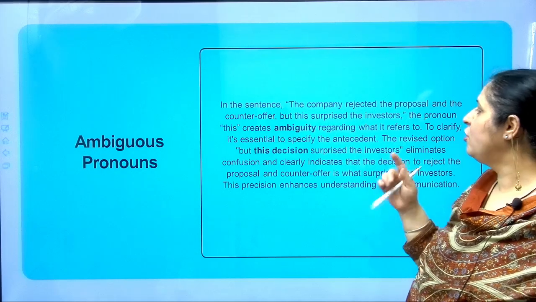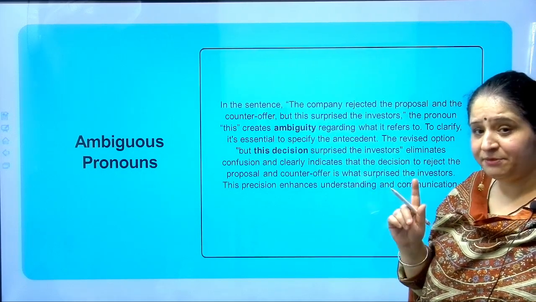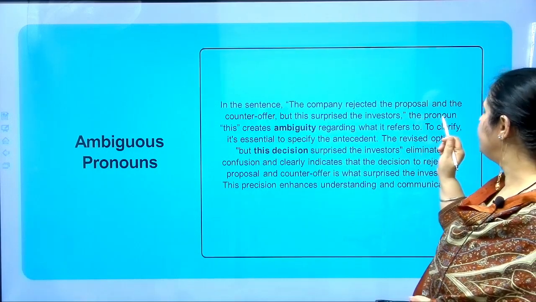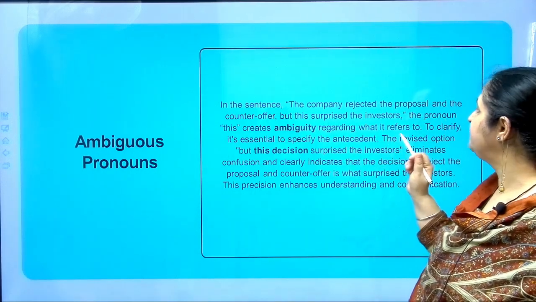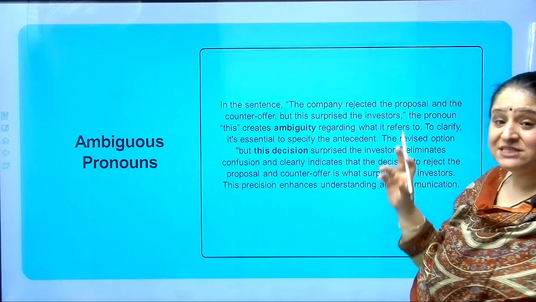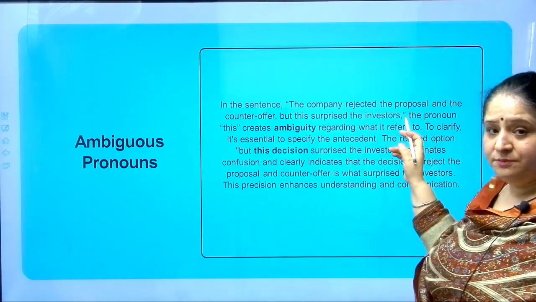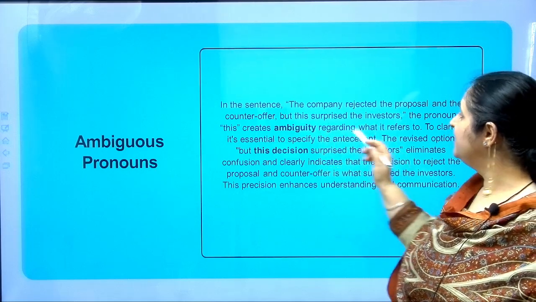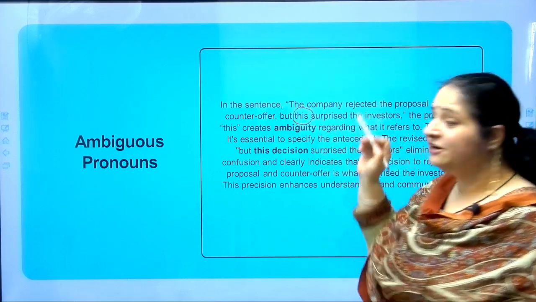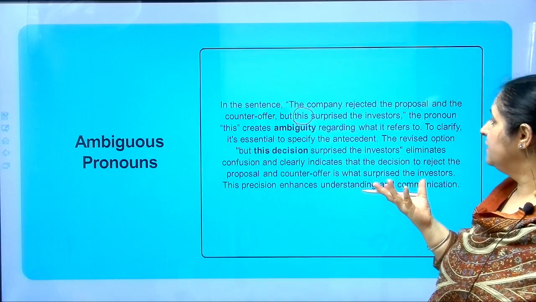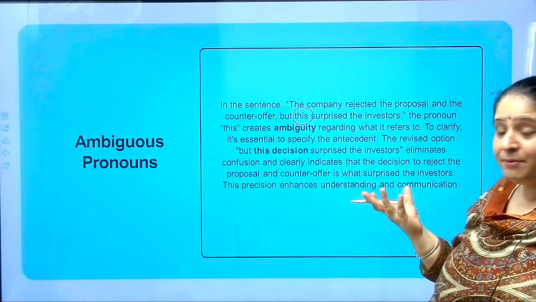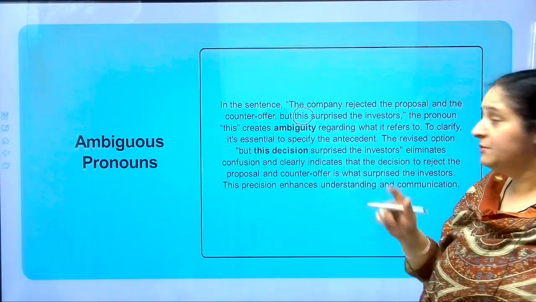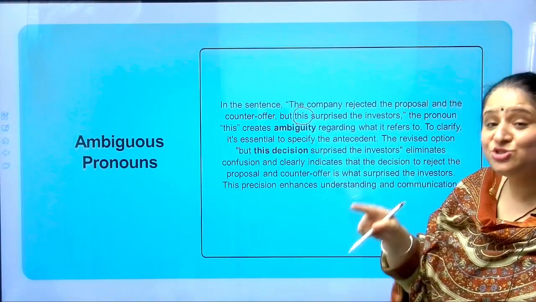ambiguous pronoun. Again, we have already done this, ambiguous pronoun का एक statement हमने करा है. एक फटाफट से और कर लेते हैं. Sentence says the company rejected the proposal and the counter offer, but this surprised the investors. Right? Now let's understand. What does this stand for here? What surprised the investors? अब हमें ये समझ नहीं आ रही कि what surprised the investors. ठीक है, तो हम क्या करेंगे, हम this की जगह लिखेंगे this decision.